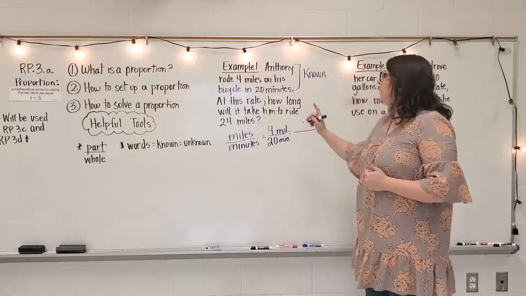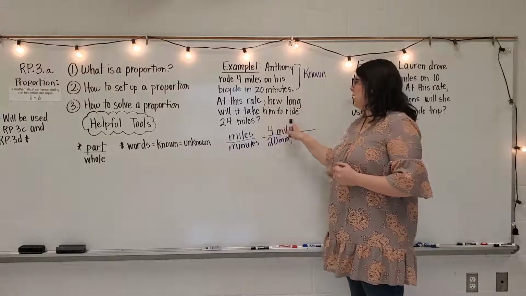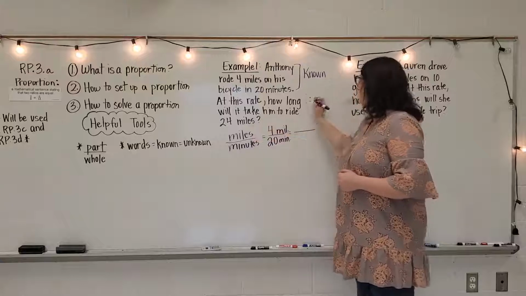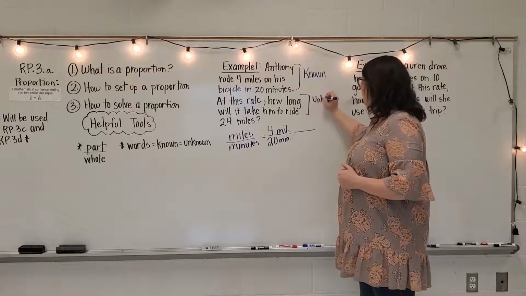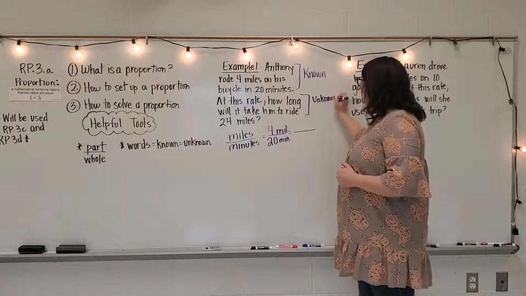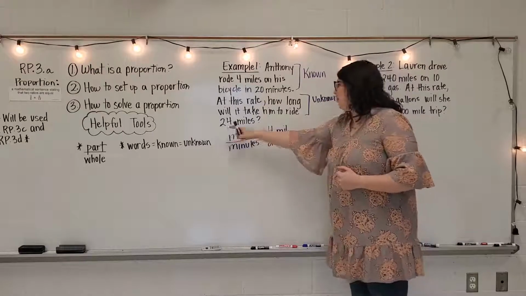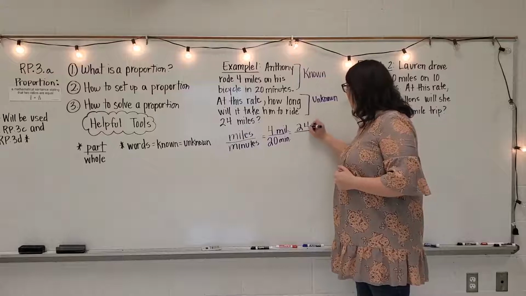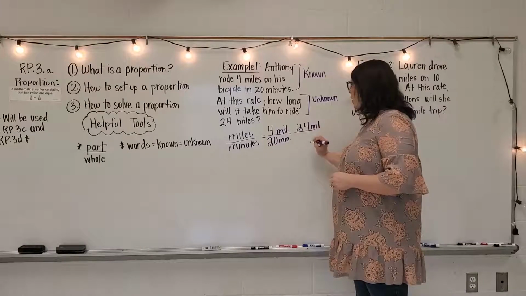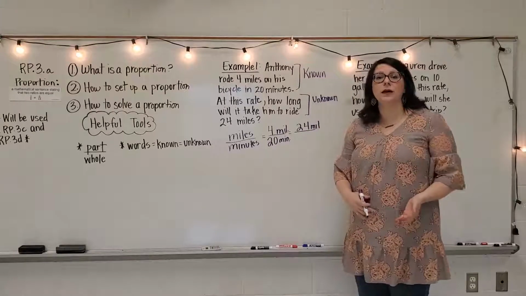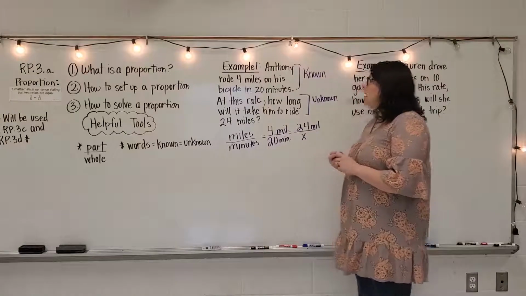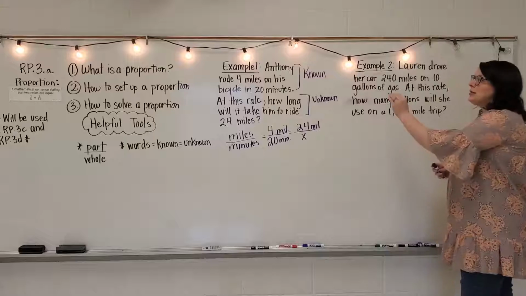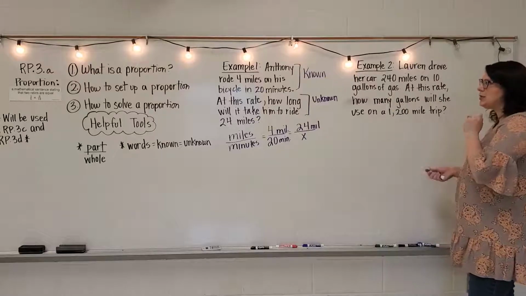At this rate, how long will it take him to ride 24 miles? Okay, this is the unknown. It's what we're looking for. So what it tells us is I'm going 24 miles, but I'm looking for the minutes. So I'm going to put a variable there. I'm just going to use X. Now, that is how to set up the proportion. So let's go on to this one.